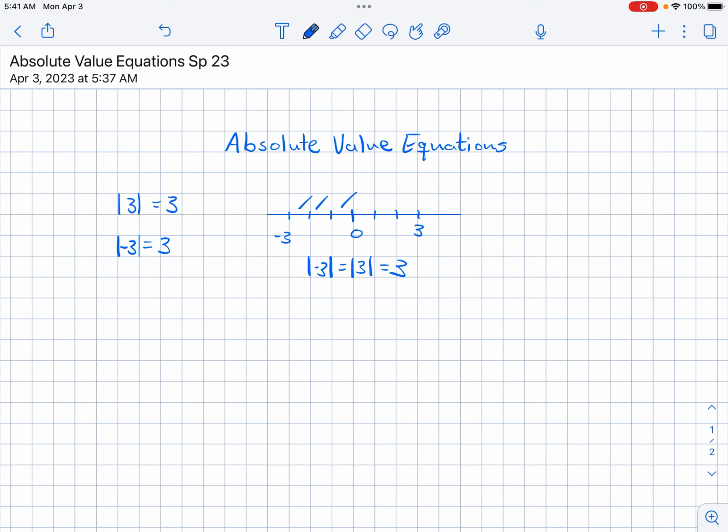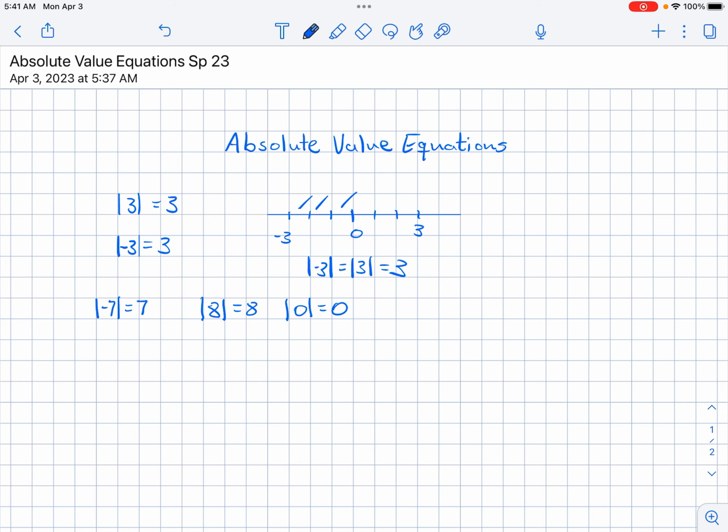And in fact, oftentimes we think of the absolute value as just making the positive of whatever's in there. So if we have the absolute value of negative 7, it's 7. Absolute value of 8 is 8. And of course, the absolute value of 0, well, that would be 0.